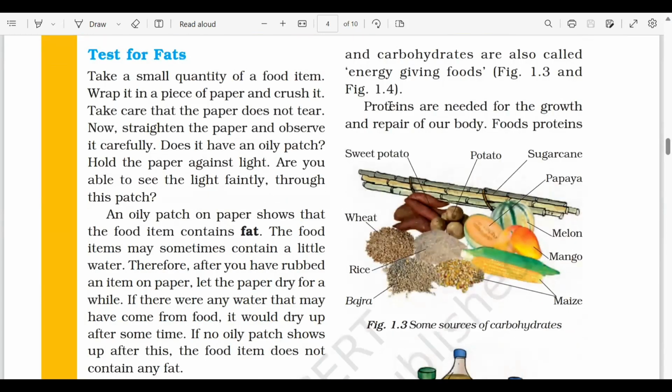Now we are going to detect the presence of fats. Again, we will take a small quantity of a food item. Now this is very interesting. We will wrap that food item in a piece of paper and crush it inside the paper. We should not crush it too hard, otherwise the paper will tear. So we have to take care that the paper does not tear.